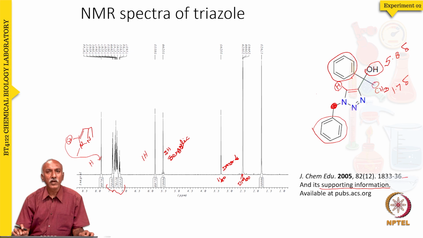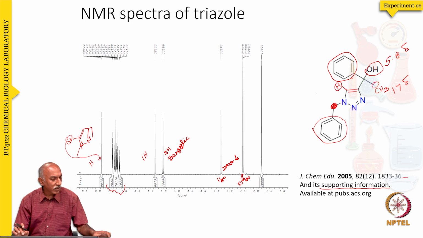Now, let us move on to the third experiment. The third experiment is basically isolation of curcumin. So, why do people want to isolate curcumin? Why is it important to isolate curcumin?